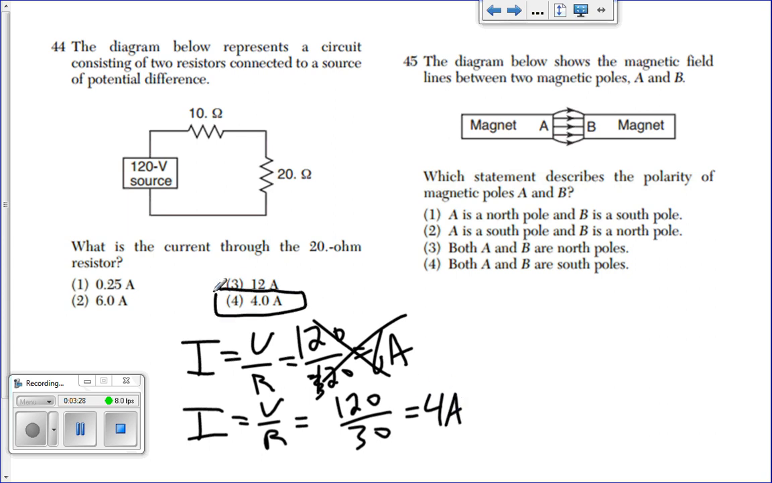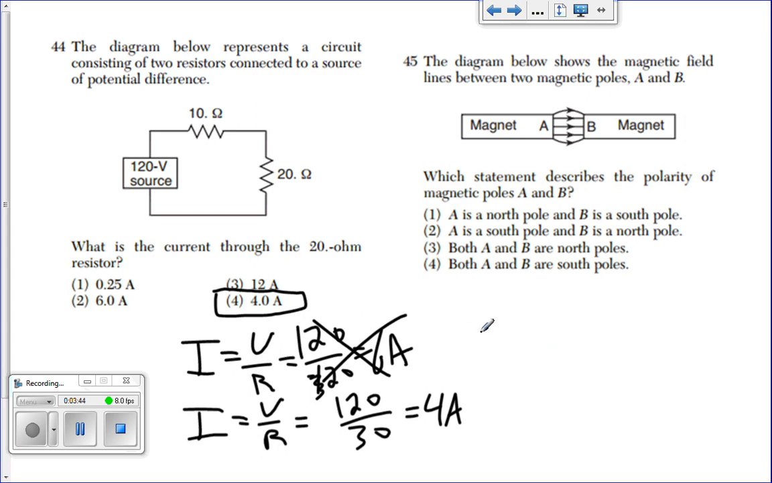All right, remember in a series circuit, that 120 splits up. So you don't have all of it on this. Okay, you're only going to have 80 volts actually on the 20. It'll be 80 volts on the 20 and 40 volts on the 10.